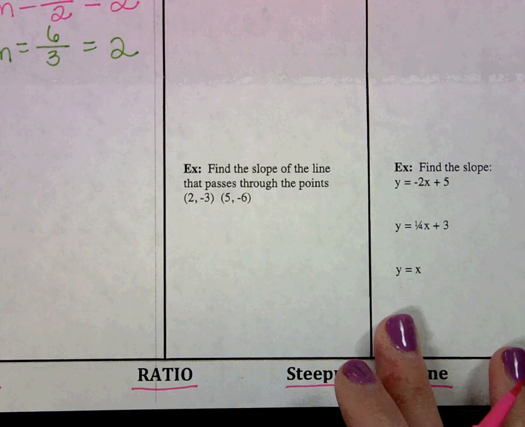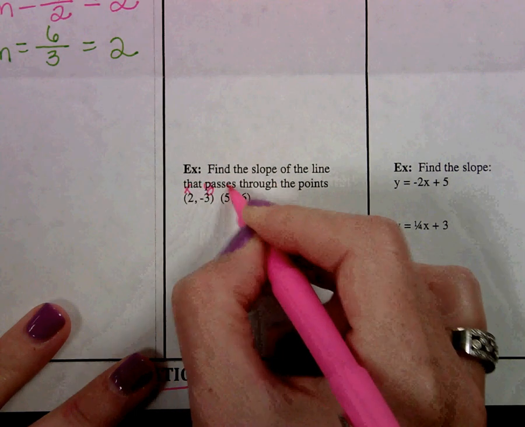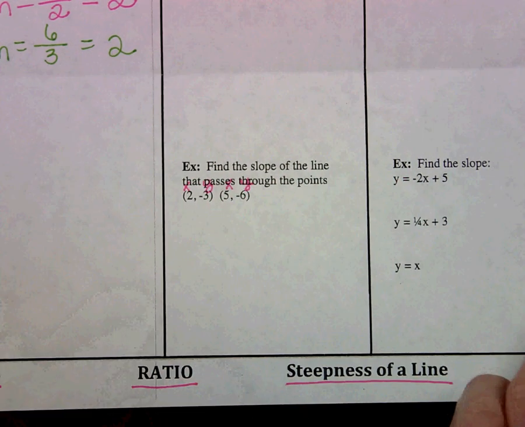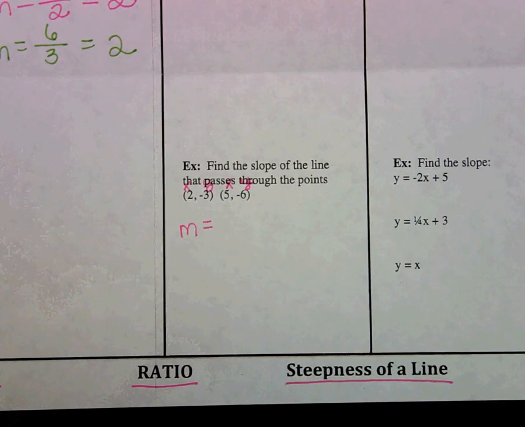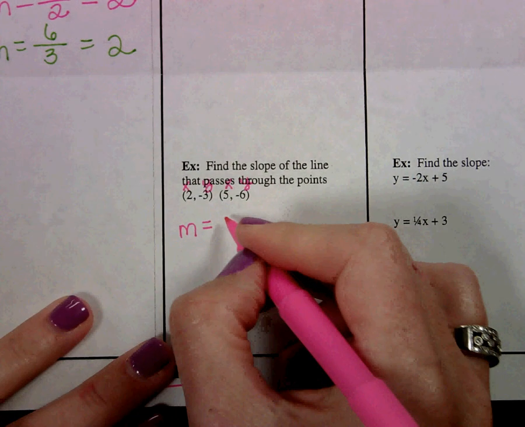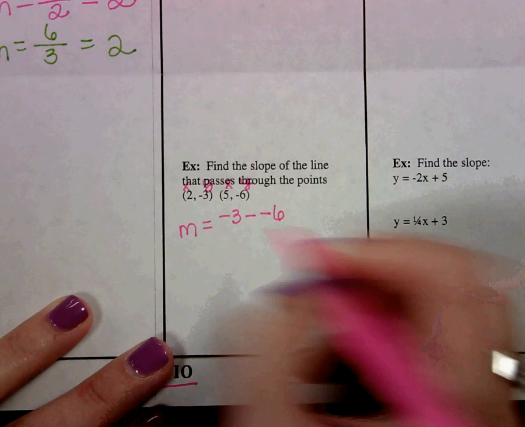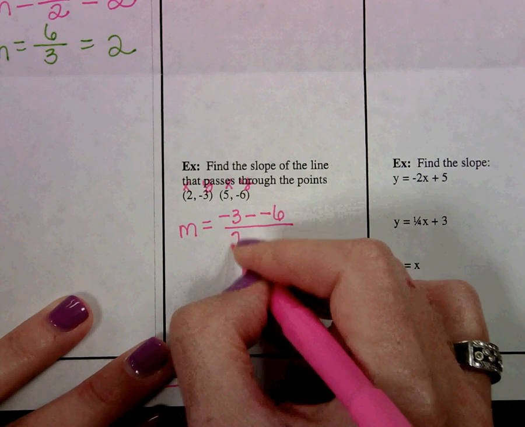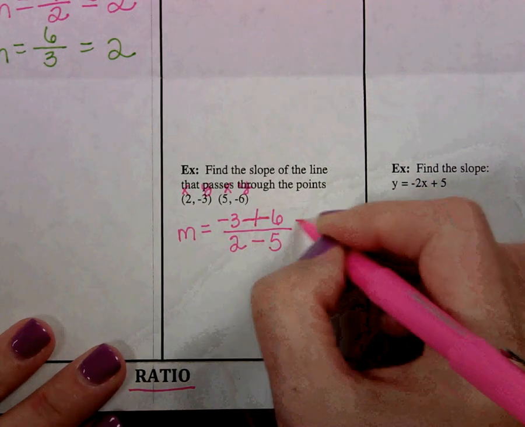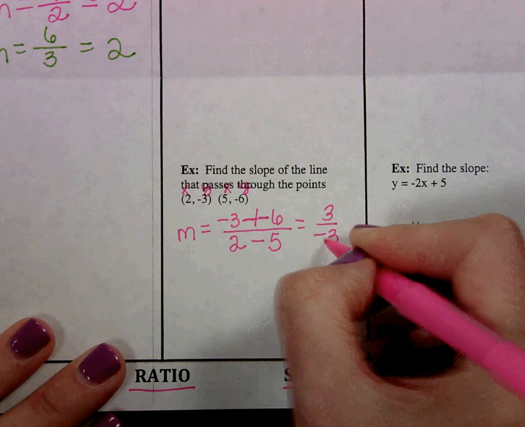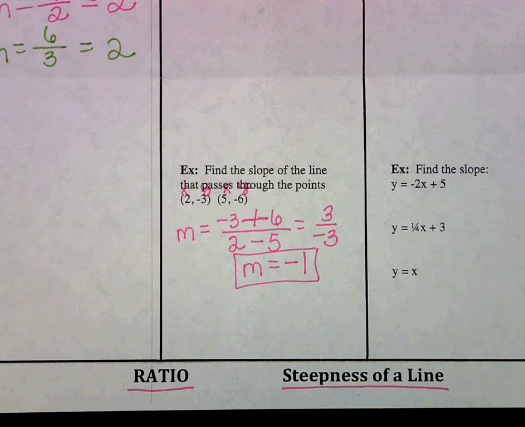So I want you to look at this example down here. If it's helpful, label your points. And again, very important, make sure that you're putting your y's on top and your x's on bottom. I'm going to show you two different ways that this might look. We can say -3 minus -6, those are my y's, over 2 minus 5. When I work that out, that's going to give me 3 over -3, which reduces to -1. So we have a slope of -1.